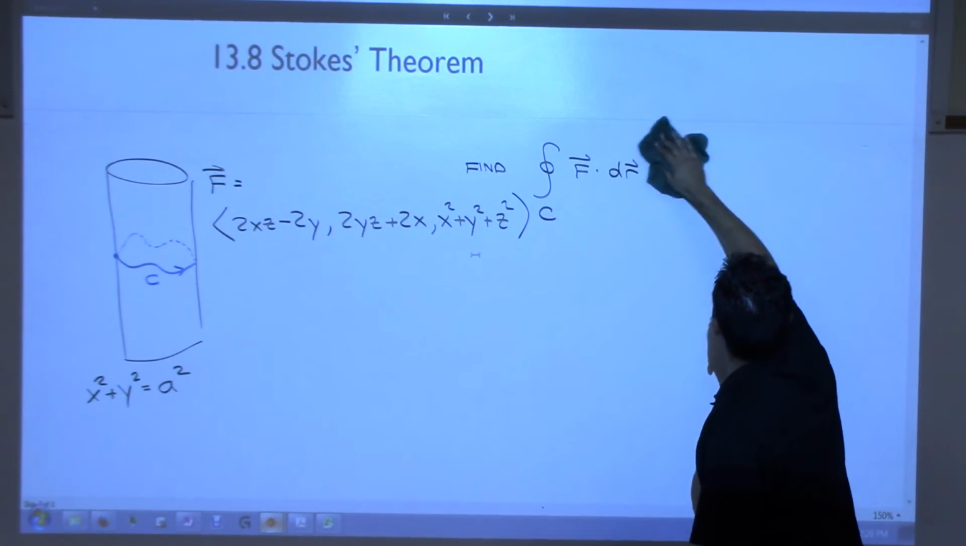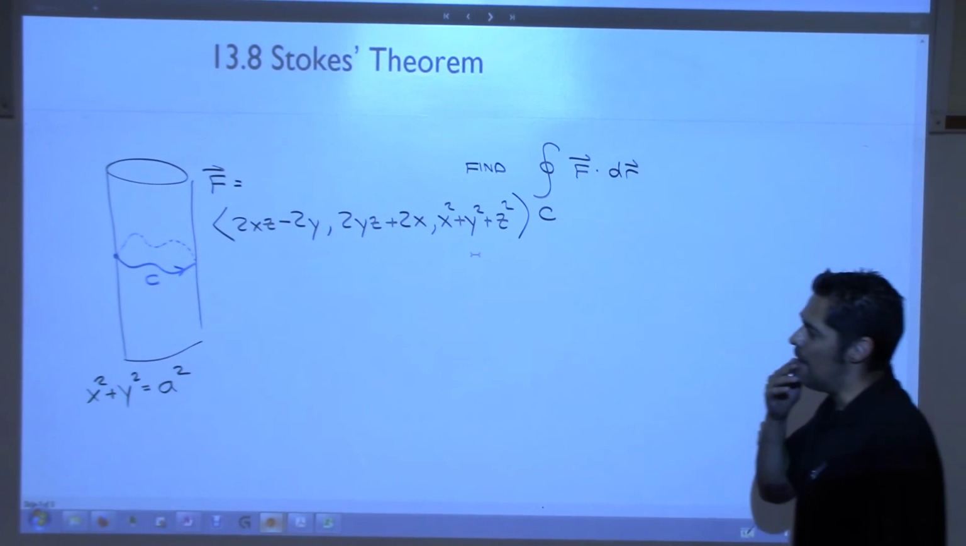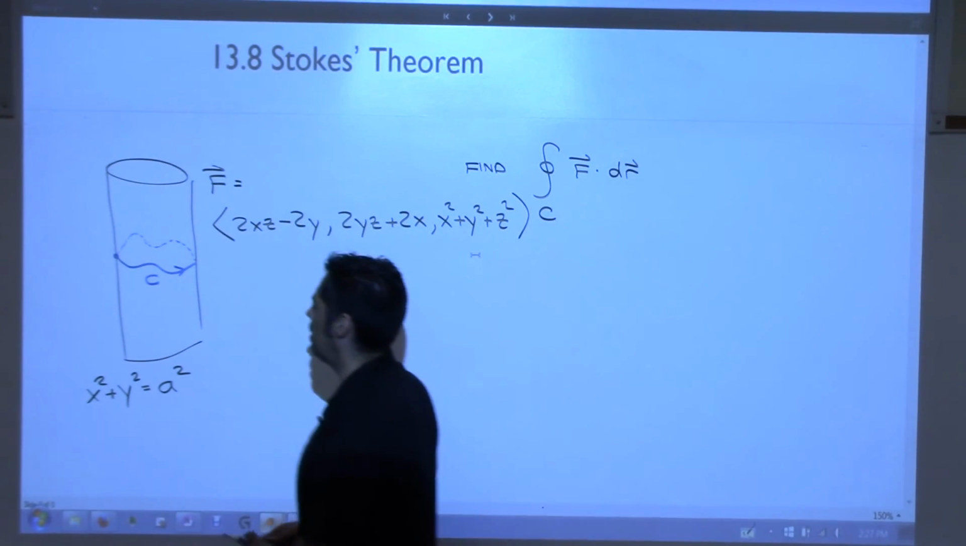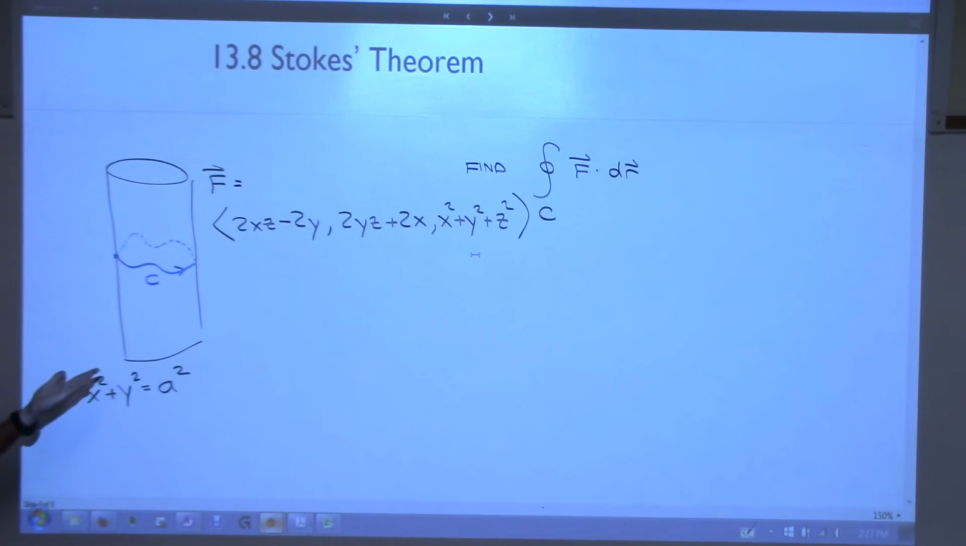All right, so what sort of issues or concerns do you have at this point? Yeah, the normal. Do you know what C is? Nobody has given you C, right? Nobody has given you C at all? If you don't know what C is, you can't find a parameterization for it, can you? If you don't know what it is?